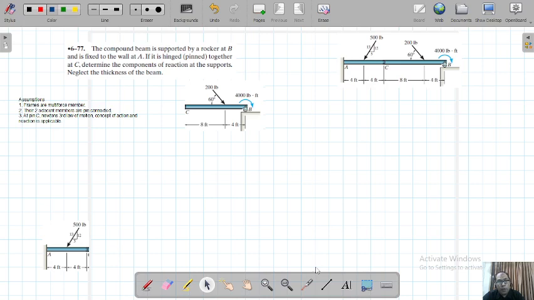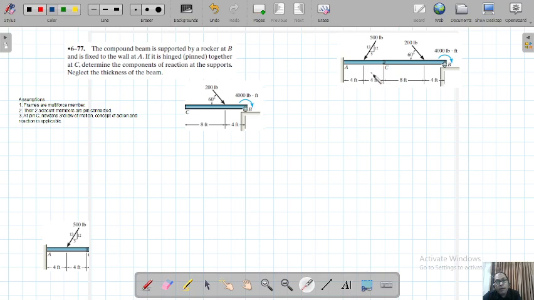In this problem, it is saying that the compound beam is supported by a rocker at B and is fixed to the wall at A. So what is it saying? There is a rocker at B and it is fixed to the wall at A. It is hinged, pinned together at C. Here it is being hinged, pinned together at C.